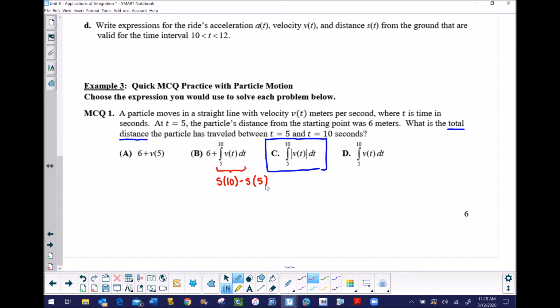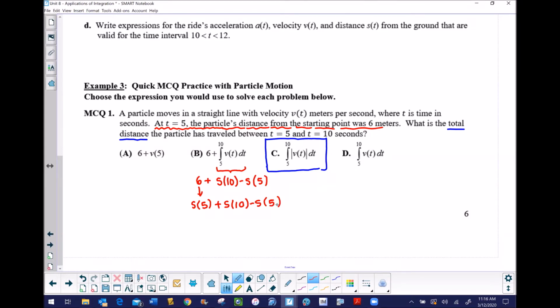So there's been a displacement. How far apart are those two positions? And then we add 6, and if you think about what 6 is, I believe that 6 is the position at time 5. Is that what you think is going on here? At time 5, the particle's distance from the starting point is 6. So I think it's definitely safe to say that the 6 is really the position at time 5, which now brings up an interesting situation. What does all this simplify to?